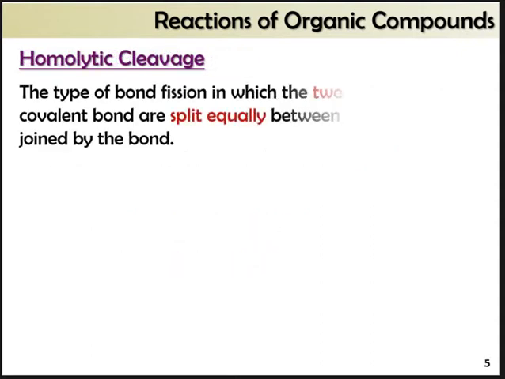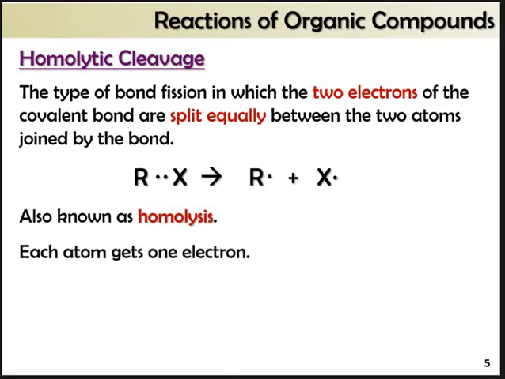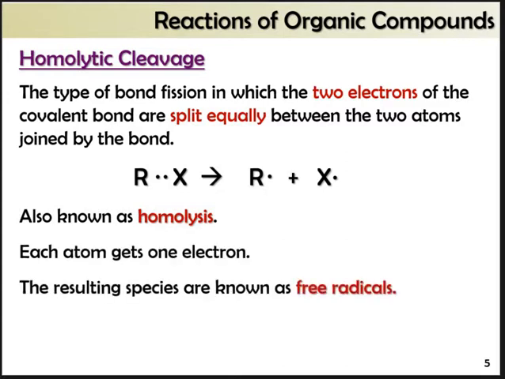Homolytic cleavage is the type of bond fission in which the two electrons of the covalent bond are split equally between the two atoms joined by the bond. For example, we have RX. Both of the electrons shared between R and X will be given to each of R and X. So each atom will get one electron, also known as homolysis. The resulting species are known as free radicals.